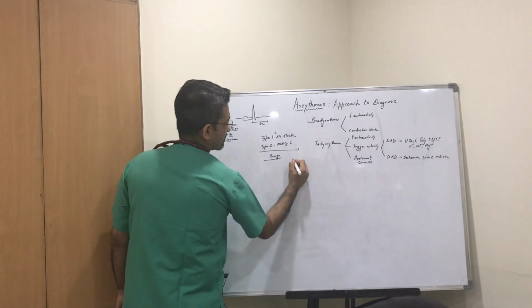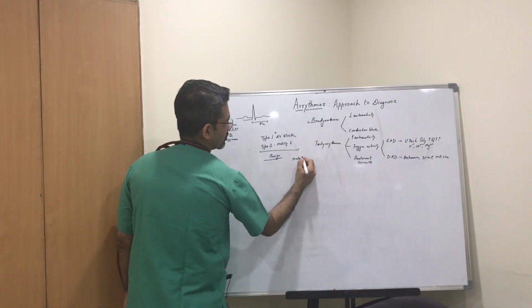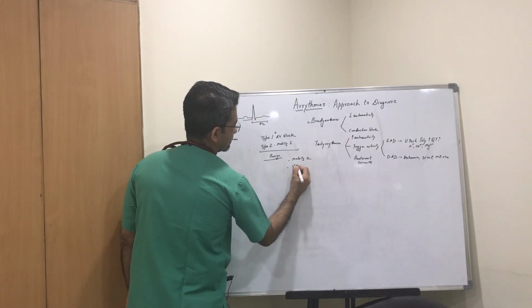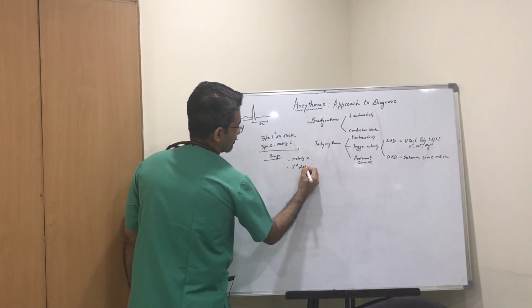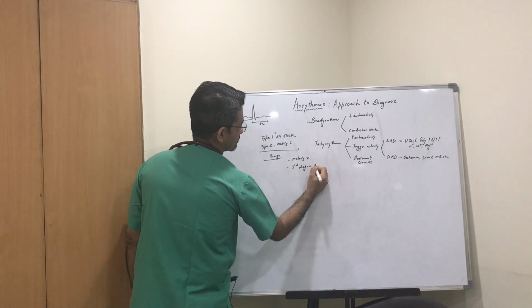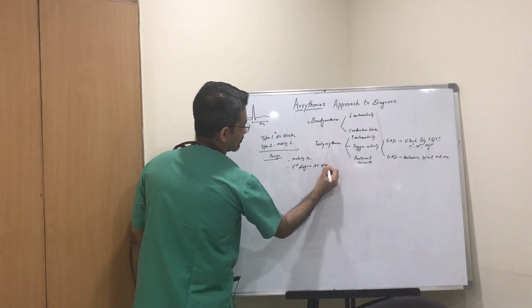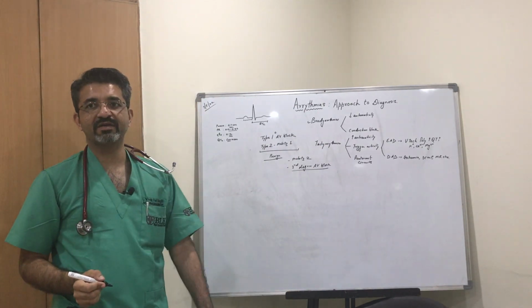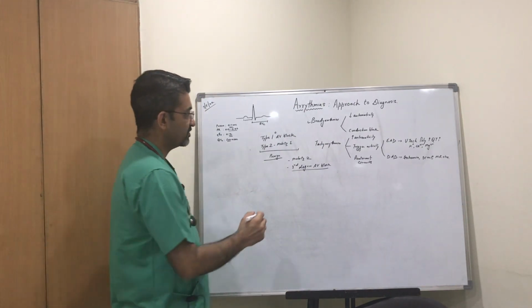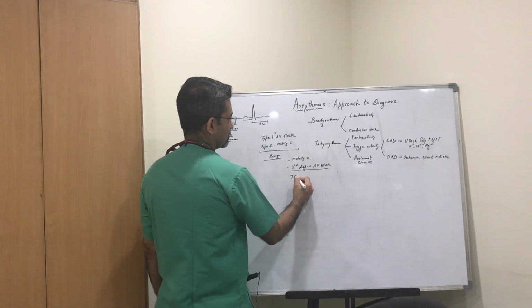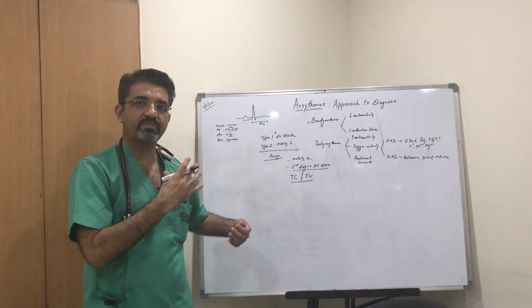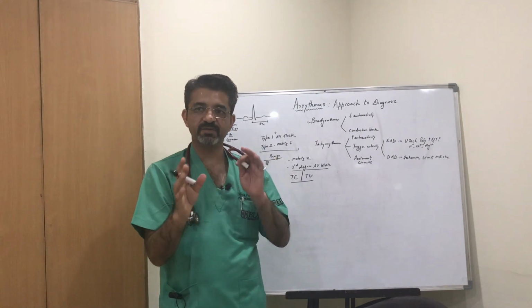Problem is with Mobitz 2 and third degree AV block. If a patient has third degree AV block, you require pacing. Now pacing can be transcutaneous or it can be transvenous. In transcutaneous, you put pads over the chest wall. It is painful for the patient.